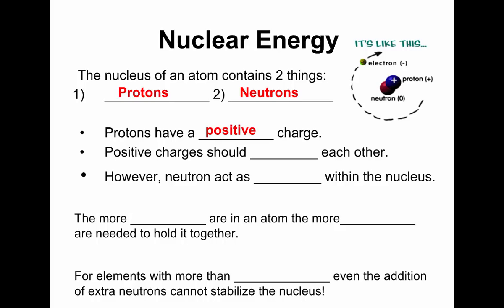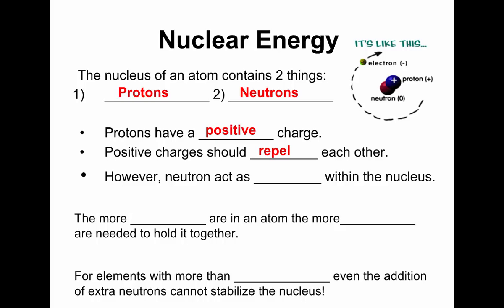Now, like charges, due to the principles of electromagnetism, what should they do to each other? Two like charges. Yeah, push away, repel each other. So, protons in the nucleus of an atom should repel each other, and the nucleus should not be able to hold together based on just those electromagnetic forces. But they do hold together.